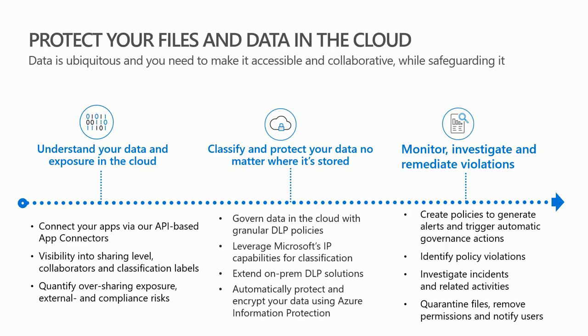MCAS does directly integrate with Azure Information Protection, meaning we can use the sensitivity labels within our file policies, in addition to being able to automatically protect and encrypt this data. And then lastly, it's important to create policies that cater to your specific needs and trigger automatic governance actions, such as making a file private or removing an external collaborator.